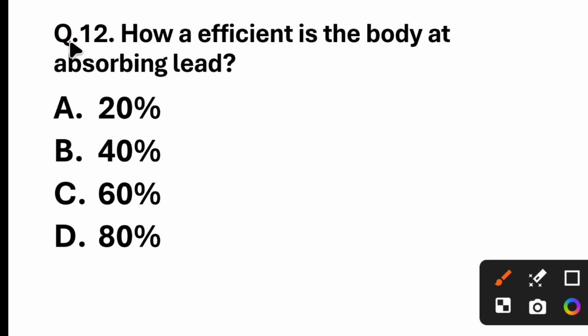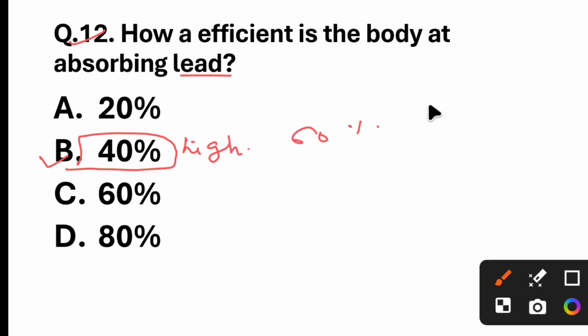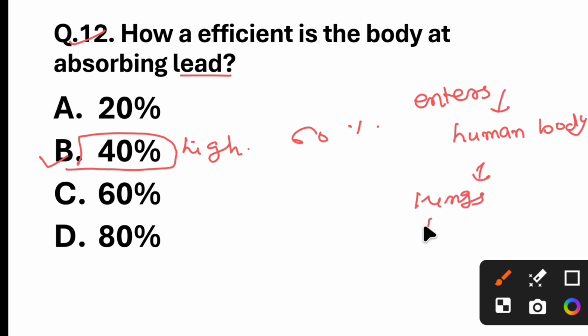Question number 12. How efficient is the body at absorbing lead? Answer is option B. 40%. The efficiency with which the body absorbs lead is moderately high, about 40%. The remaining 60% of the lead that enters the human body is trapped by the mechanism in the lungs and then discarded.